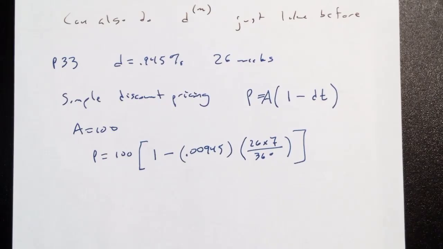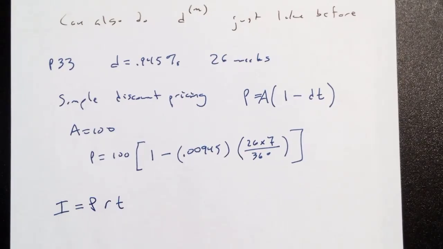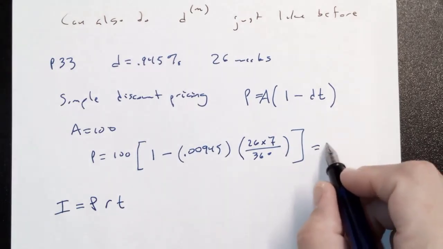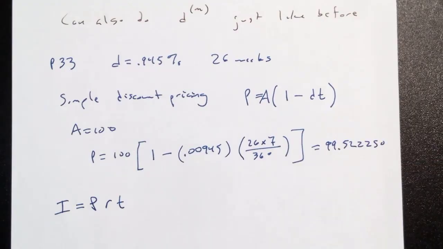I'm going to cheat. And rather than use some crazy looking formula, I'm going to use the easiest formula for interest, the one we started the game with. Interest is principal times rate times time. So this number was 99.522250. That's how much I put in. That's my present value. How much interest did I earn?